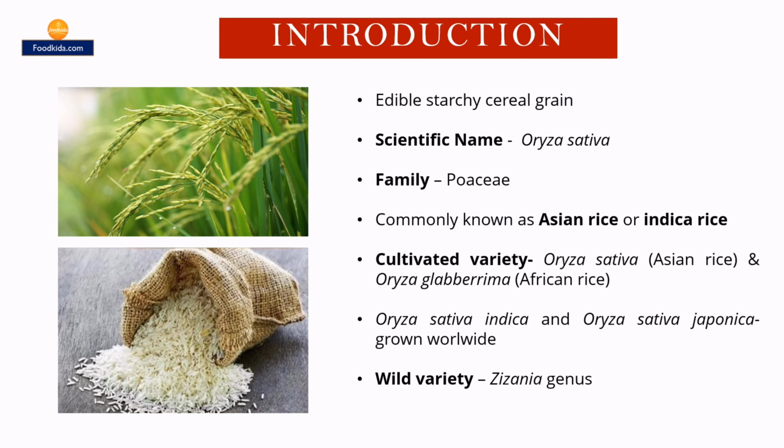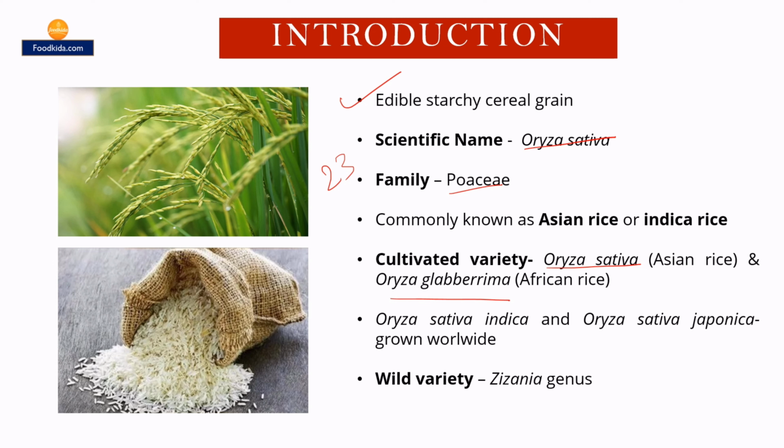Rice is an edible starchy cereal grain and its scientific name is Oryza sativa, which belongs to the family Poaceae, basically the grass family, earlier known as the Gramineae family. A total of 23 species of rice are there under the genus Oryza, but only two of these are known to have commercial value and are cultivated. These two most commonly consumed rice varieties are Oryza sativa and Oryza glaberrima.